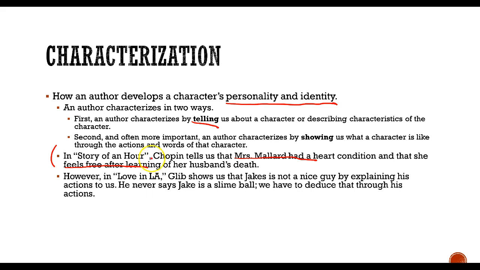He shows us that Jake's not a nice guy through the actions that Jake has done. Right? He never comes out directly and says, "Oh, this guy Jake's a slimeball." He doesn't tell us anything like that. We have to deduce the fact that Jake is a slimeball because he's constantly trying to manipulate people and get things for free. And in the end, we find out that he's stolen license plates off a car. Those actions speak louder than words, to use a cliche, and show us what Jake is really like.